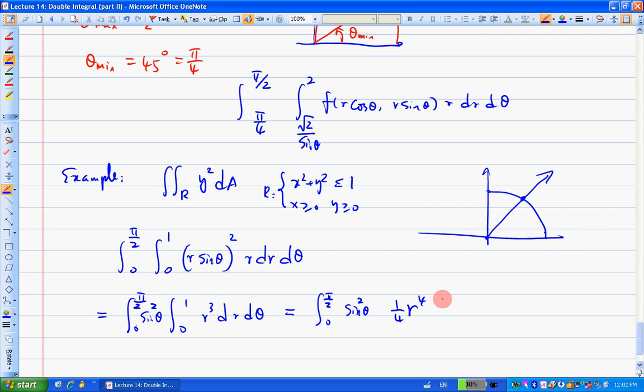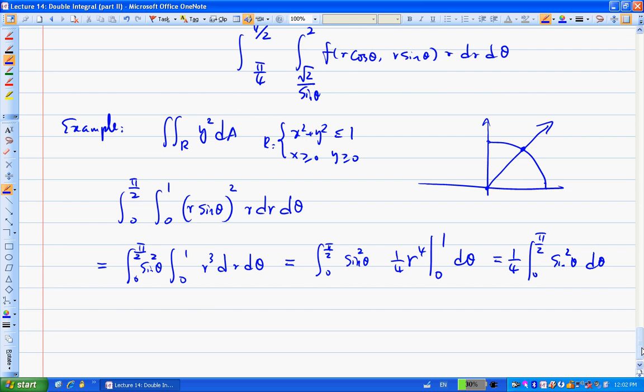Okay. So then this is the result. So the integral goes from 0 to 1 and d theta, right? d theta. Okay. So this guy here, I guess, just gives us 1/4, d theta. Okay. So how do I do this guy? Sine theta squared.